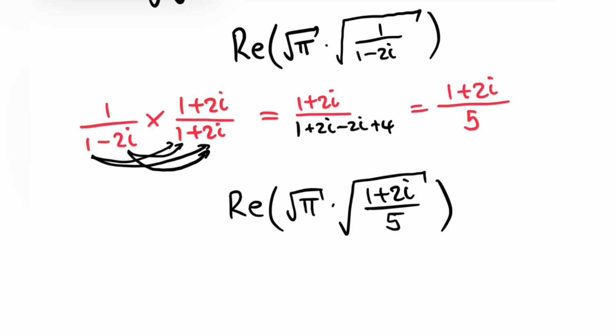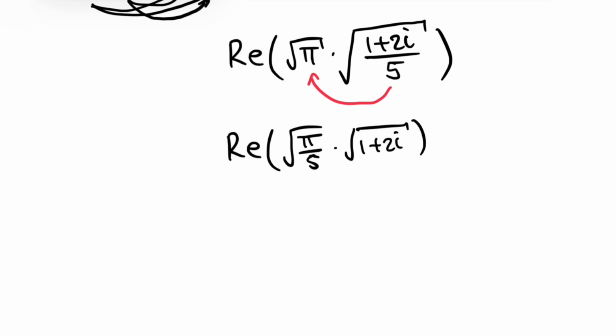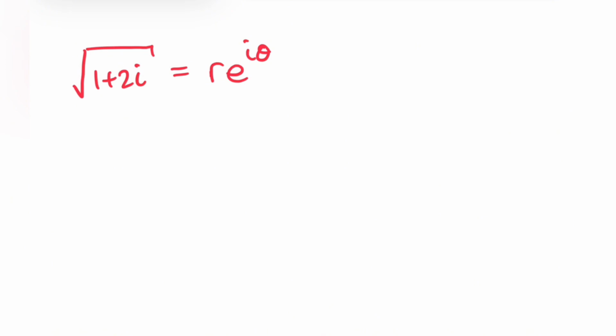And just to simplify this a bit more, I'm going to bring that 5 out and join it with that pi. And then we need to go ahead and actually work out what the square root of 1 plus 2i is. This is the difficult bit. So I find it easier to approach problems like this using the exponential form of the complex number. So we're going to try and rewrite the square root of 1 plus 2i as some re to the i theta, where r is a number, theta is, of course, a number as well, and i is the imaginary constant.